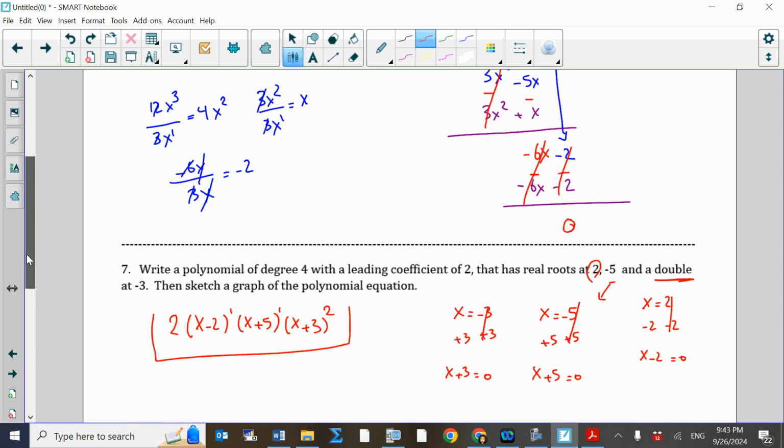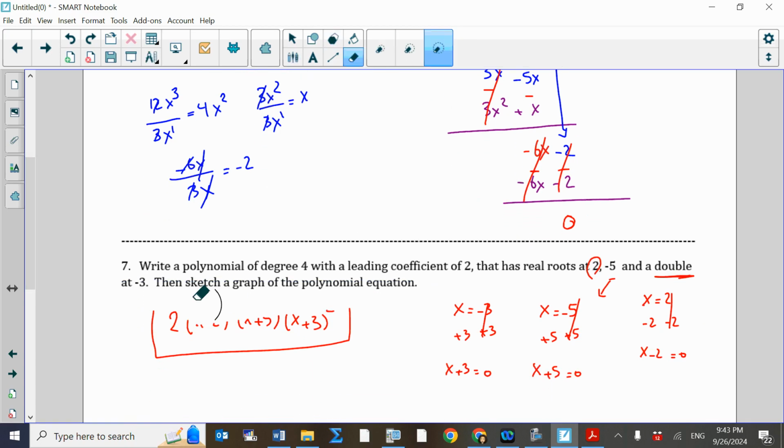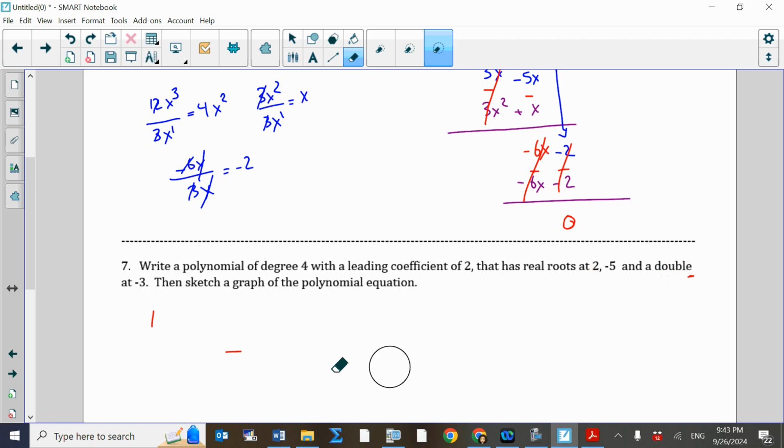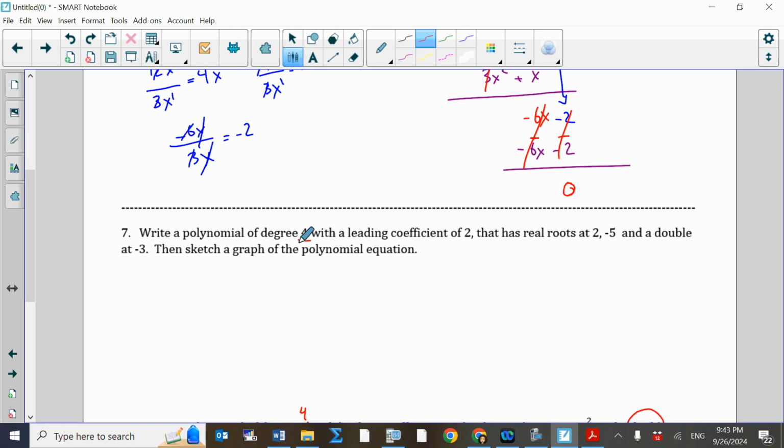Okay, next we're going to work on this question. We want to write a polynomial with degree 4 with a leading coefficient of 2 that has real roots at 2, negative 5, and a double root at negative 3. So we're going to find the factors that are creating these zeros. First of all, the leading coefficient is 2, so I'm just going to write that. And after that, I'm going to write the factors that are creating this 0.